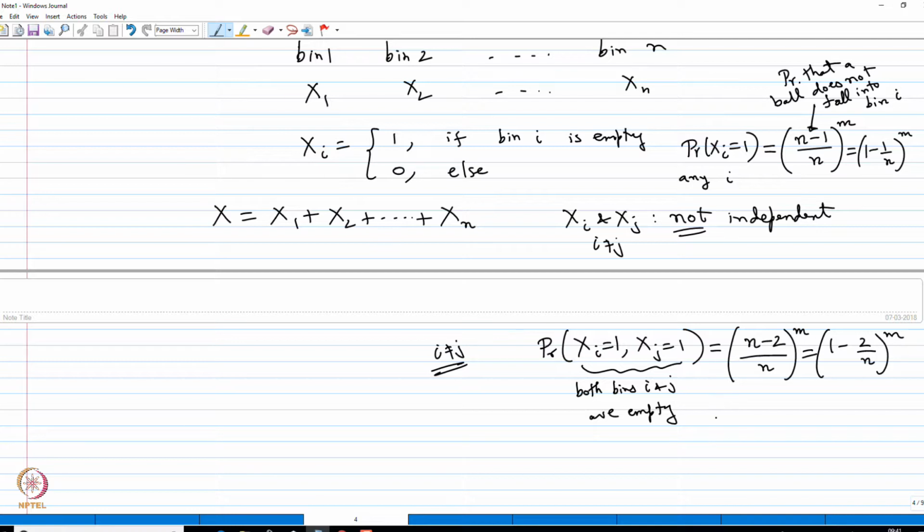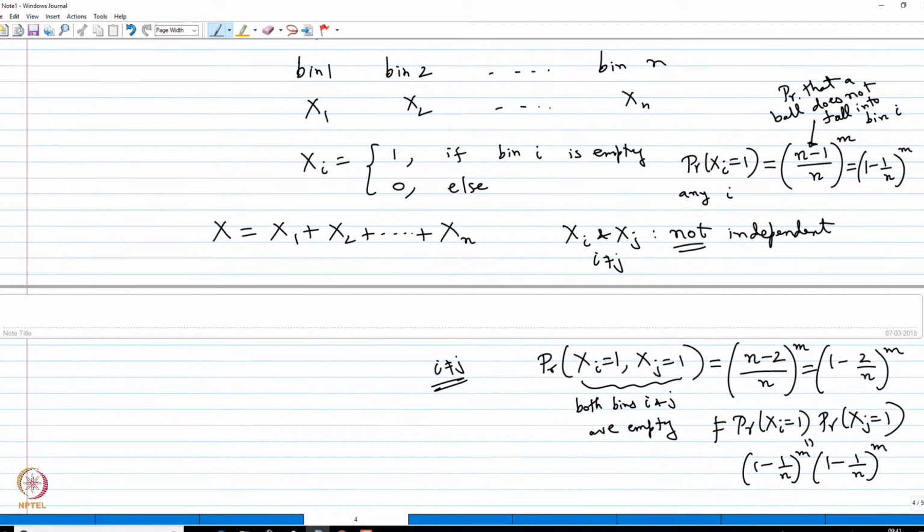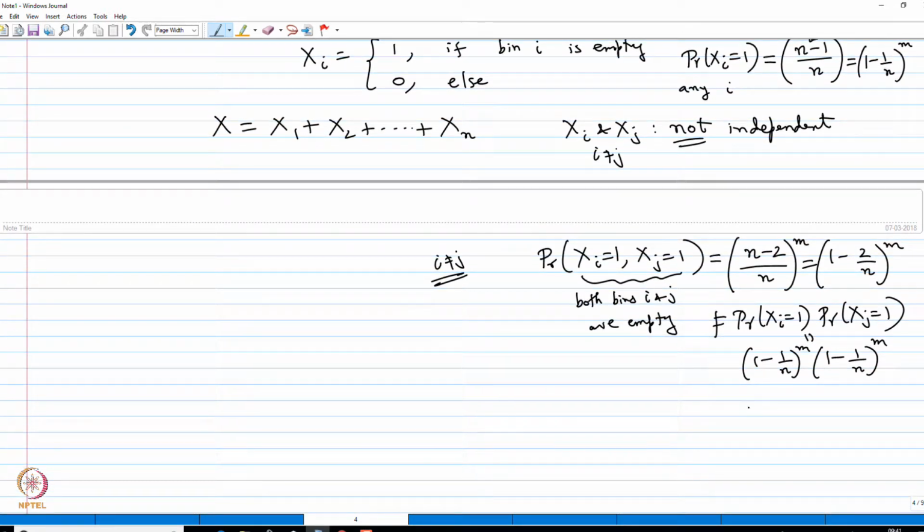Okay, so right off the bat, you can see that this is not equal to the probability of xi equals 1 times the probability that xj is equal to 1. Okay, so what is this guy? This guy is 1 minus 1 by n power m times 1 minus 1 by n power m. If you want to write it as power m, this will be equal to 1 minus 2 by n plus 1 by n squared power m. Okay, which is clearly not equal to 1 minus 2 by n power m.